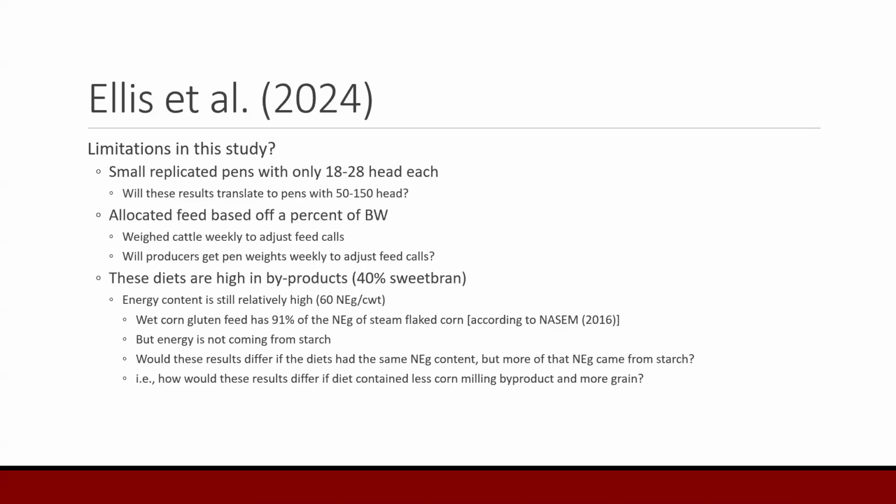So small replicated pens with only 18 to 28 head each. Will these results translate to our commercial sized pens? They allocated feed based off of a percent of body weight. Okay. They weighed cattle weekly to adjust feed calls. Or will a producer weigh their cattle weekly? No, they're not going to weigh their cattle weekly. Okay. So how can they really implement this same approach? Okay.